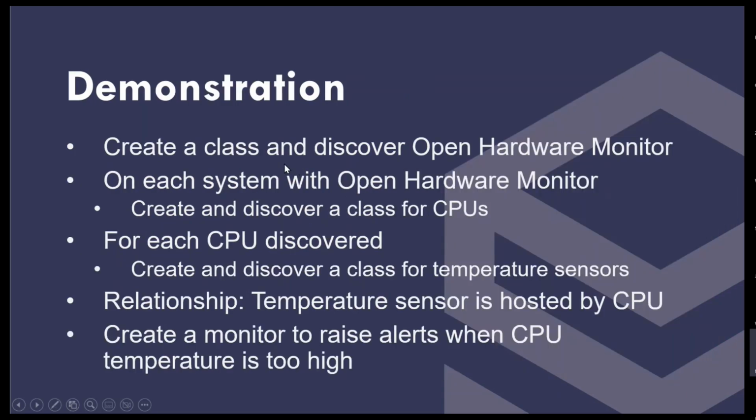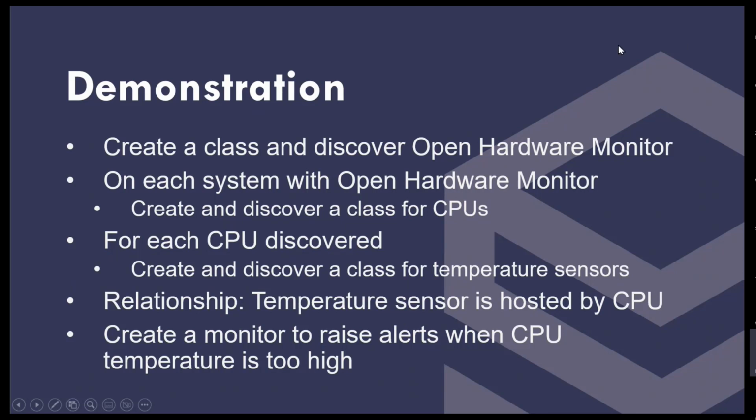So we're going to create a class and discover systems running Open Hardware Monitor. And then on each system that's running Open Hardware Monitor, I'm going to create a class and discover the CPUs, because obviously computers can have more than one CPU. And then for each CPU, we're going to discover the temperature sensors. As you saw, there were 6 temperature sensors there. We'll create a relationship so the temperature sensors are hosted by the CPU. That's a bit of a manual step. And then I'm going to create a monitor to raise alerts.